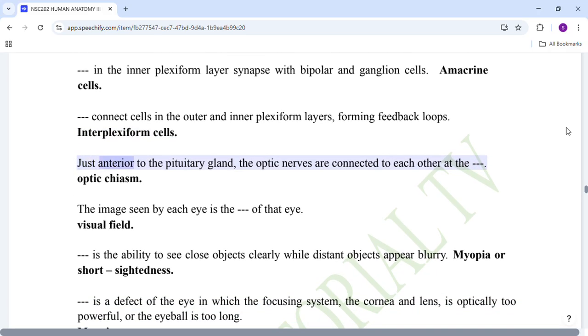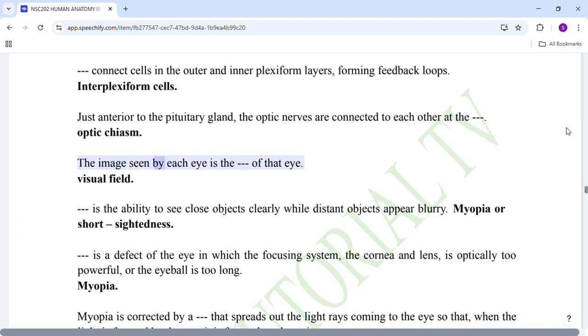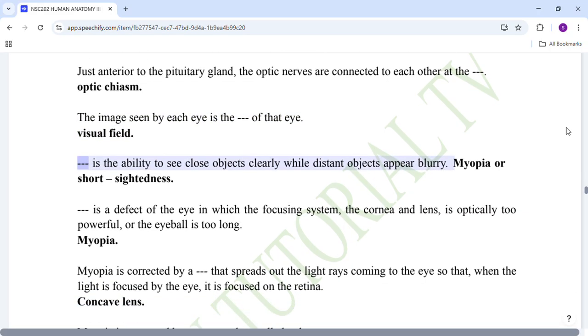Just anterior to the pituitary gland, the optic nerves are connected to each other at the optic chiasm. The image seen by each eye is the visual field of that eye.